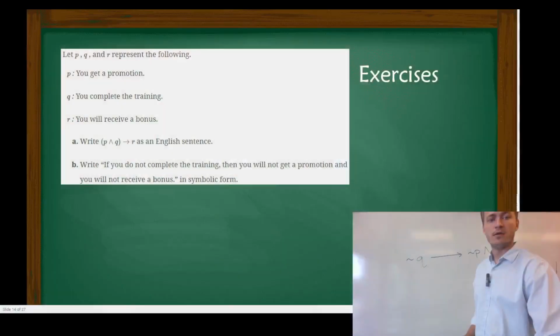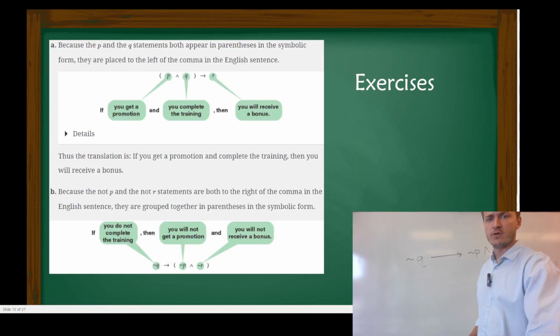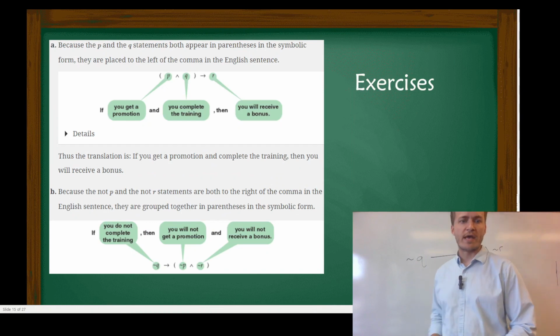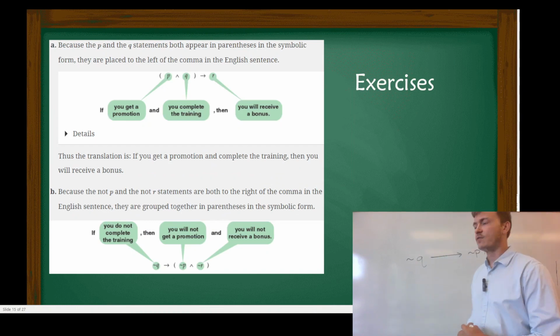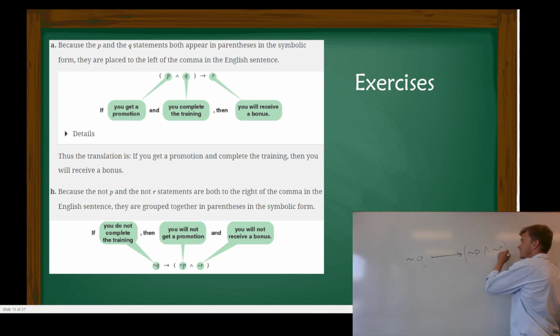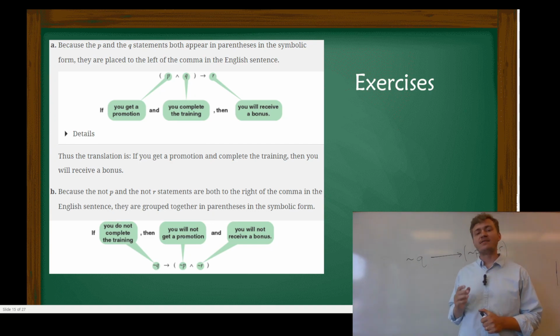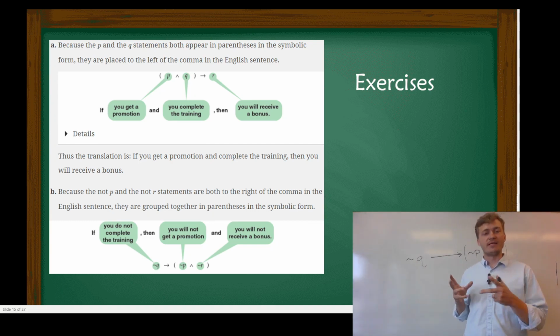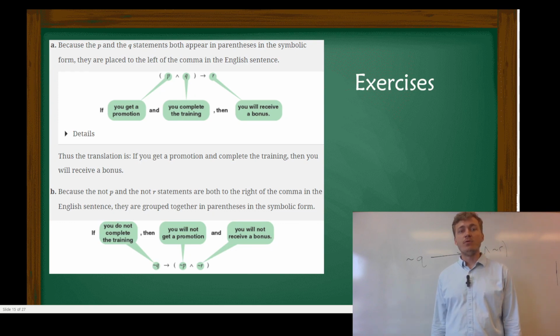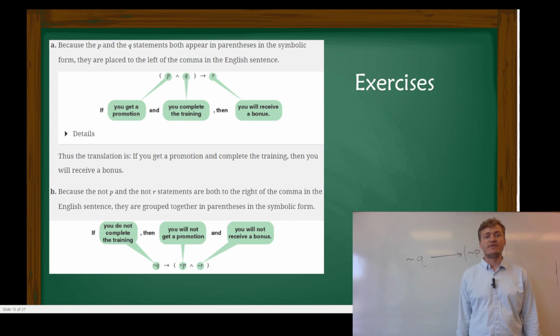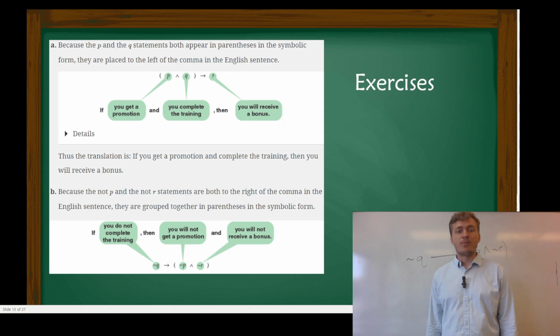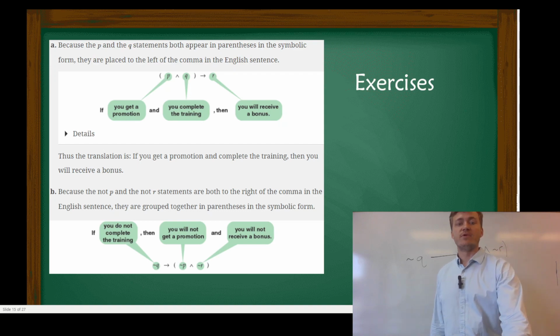We'll go to the slide again to confirm what we have for our statements. And of course, I need to add the parentheses because we know that they go together after the comma. As the comma indicates, whatever is to the right of the comma is together, whatever is to the left of the comma is together. For part A, P and Q imply R. So if you get a promotion and you complete the training, then you will receive a bonus. Part B, if you do not complete the training, then you will not get a promotion and you will not receive a bonus.